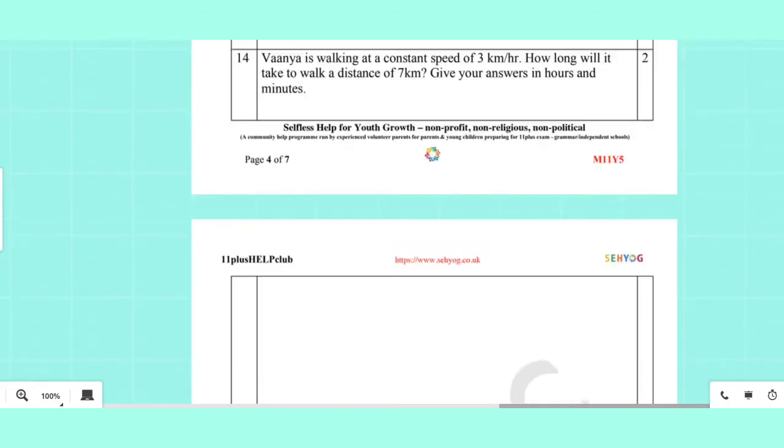Question number 14. Vanya is walking at a constant speed of 3 kilometers per hour. How long will it take to walk a distance of 7 kilometers?